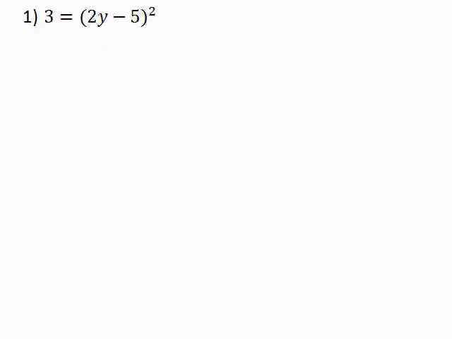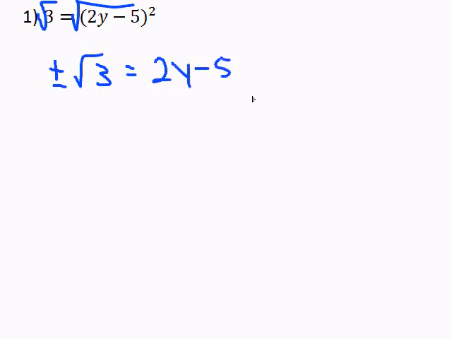For the first example, we're trying to get y by itself, and you'll notice that the y is trapped inside the parentheses, which is enclosed, or rather created by the square. So we're going to get rid of that square by taking the square root of both sides, giving us plus or minus the square root of 3 is equal to 2y minus 5.